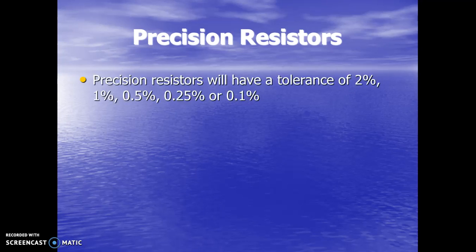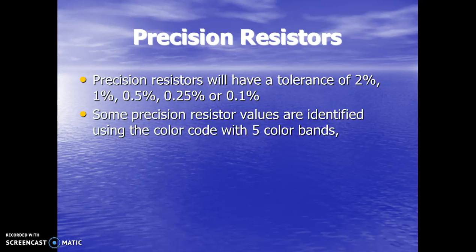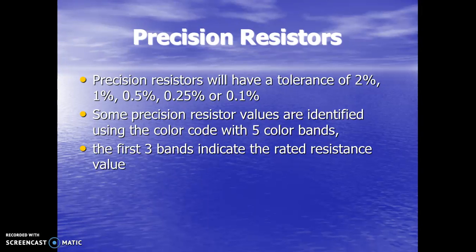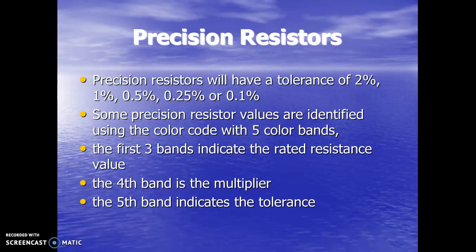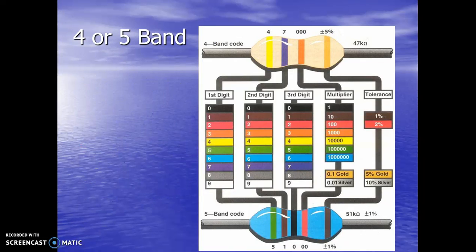And that, of course, would be a precision resistor. These have much tighter tolerances, 2%, 1%, 0.5, 0.25, or even 0.1%. And they may have more bands. The reason why is because since we know them with so much more precision, we need to be able to communicate them with more precision as well. So the first 3 bands will indicate the resistance value. The 4th band instead of the 3rd is the multiplier, and the 5th band then indicates the tolerance.